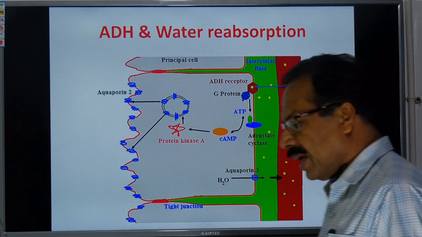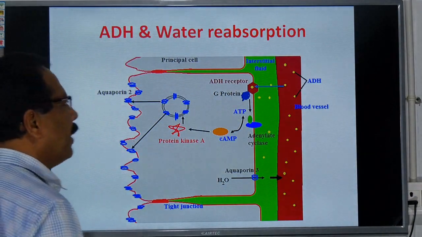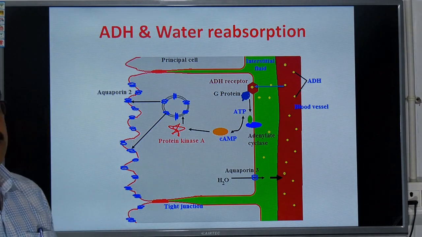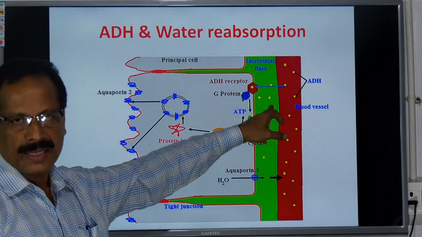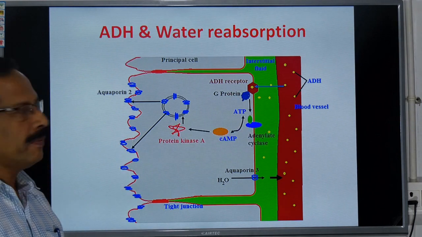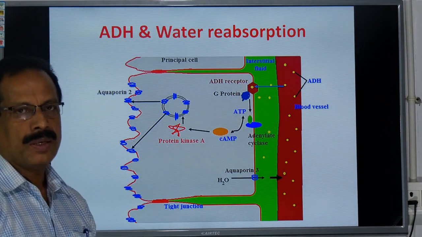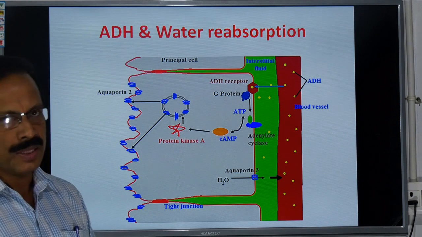So how does ADH control the water reabsorption? ADH comes and binds with the receptors on the basal side of the principal cells. So on the basal side, the ADH receptors are there. They are also known as V2 receptors. The ADH comes through the blood and binds with these receptors. This triggers a G protein coupled reaction process in the cell.